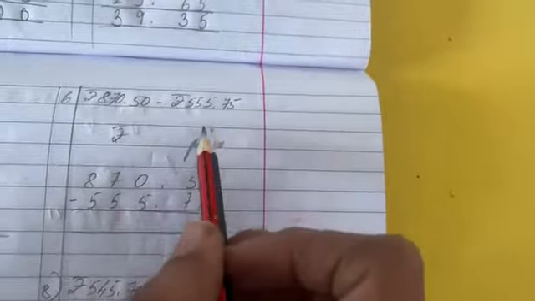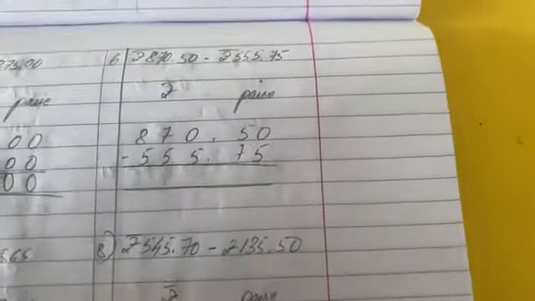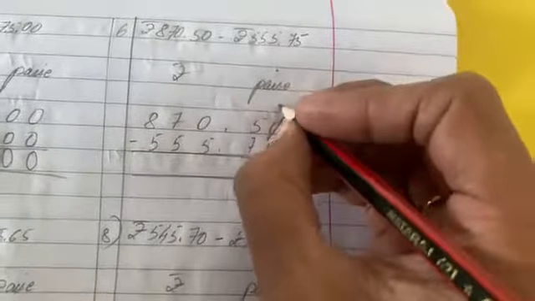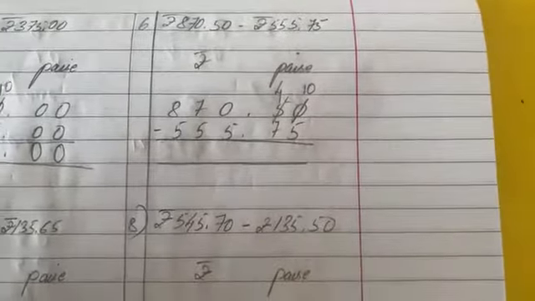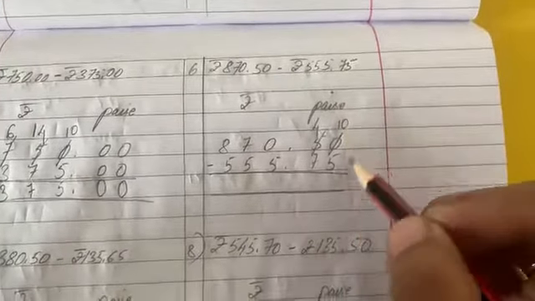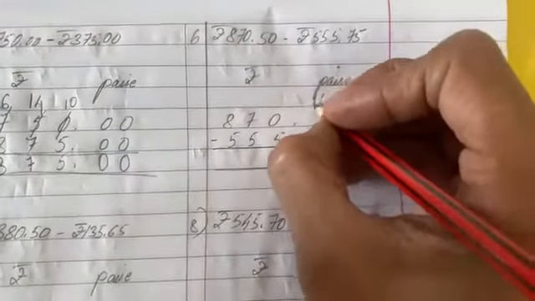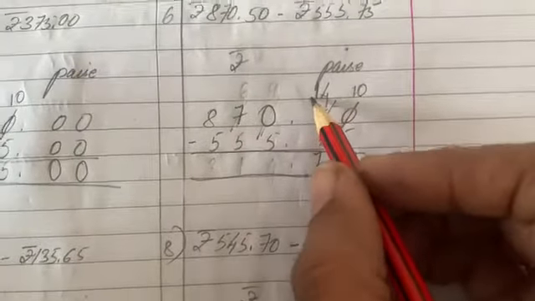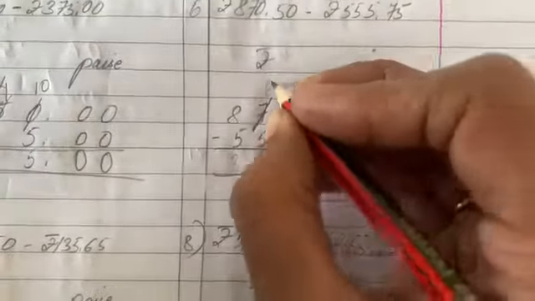So now here again 870.50 rupees minus 555.75 rupees. So we'll write it like this, and then the first one, again you can see 0, so let's cancel the 0, make this 10, and let's cancel that 5 and make it 4. So now 10 minus 5 is 5, 10 minus 5 is 5. Now 7 is big and 4 is small, so let's make this 14, and let's cancel that 0. So cancel the 0, make it 9, and cancel this 7 and make it 6.